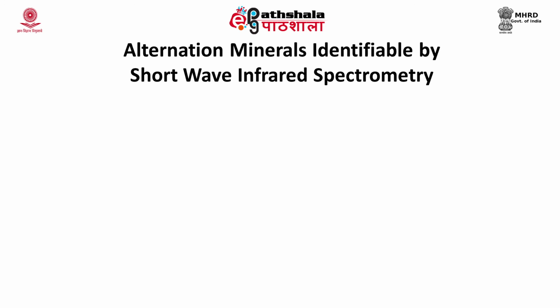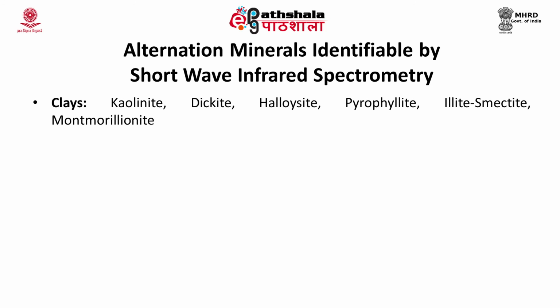And if you look at these alteration minerals, there are different types of alteration minerals that are identifiable by short wave infrared spectroscopy, and using these alteration minerals you can go for mineral exploration. For example, in clay, different types of clay minerals are present: kaolinite, dickite, halloysite, pyrophyllite, illite, smectite, montmorillonite. These are the different clay minerals you are going to get in the alteration zone, and this will be a useful parameter to identify different mineral deposits.